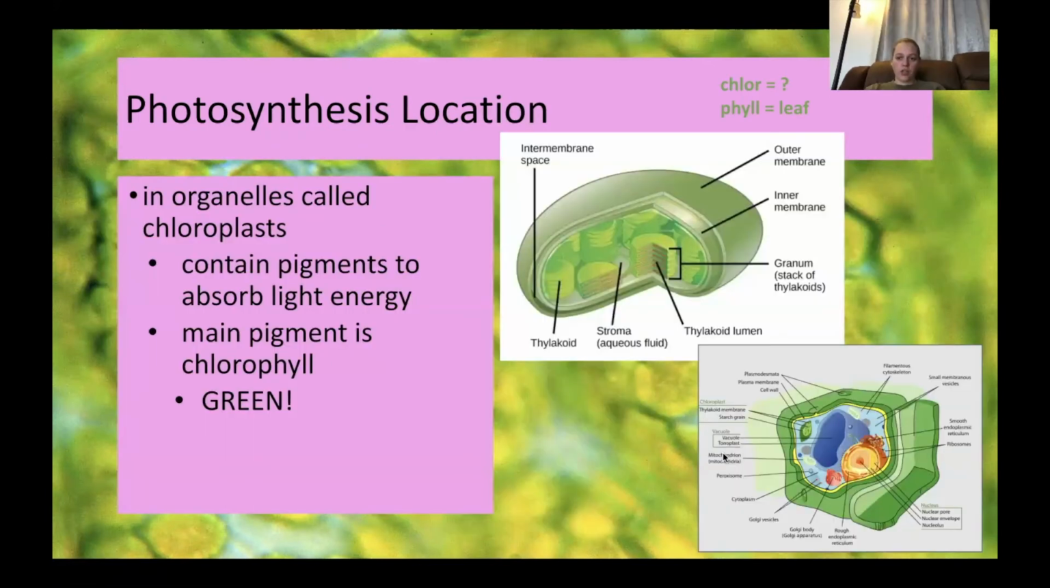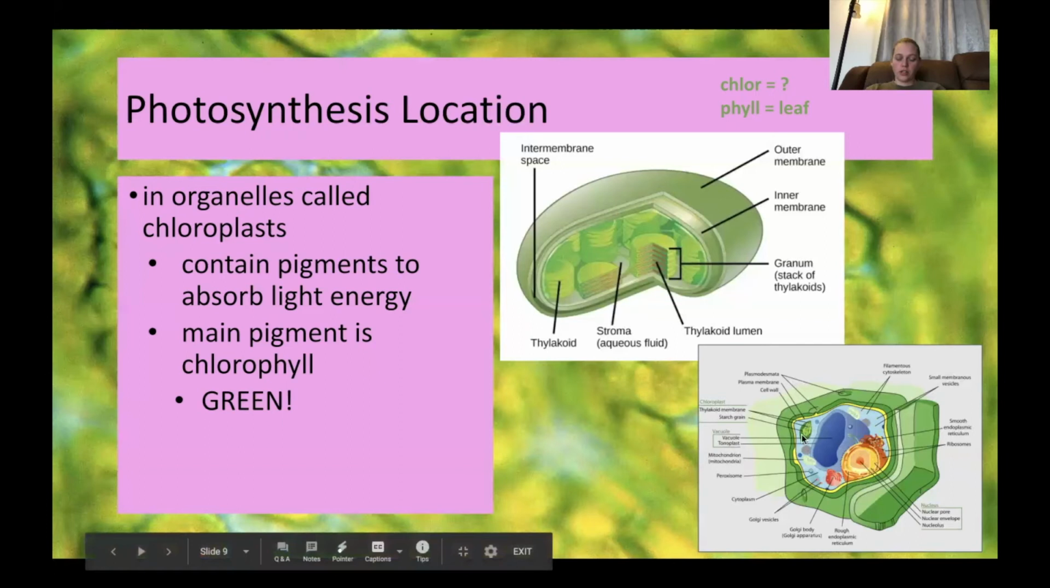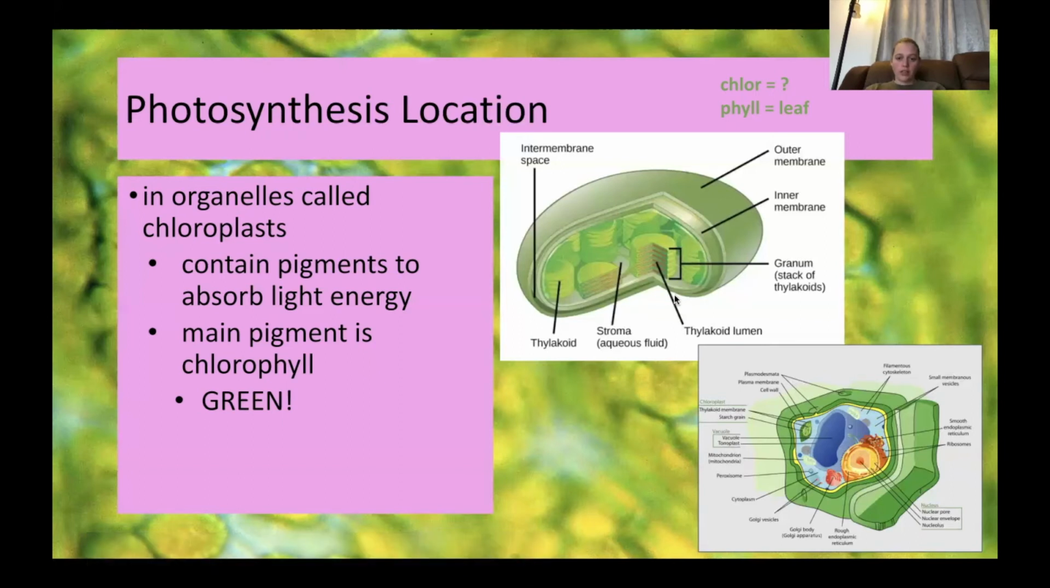Most photosynthetic organisms perform photosynthesis in their chloroplast. We see a chloroplast here in this diagram of a plant cell. We can see a much larger chloroplast here. So we have an outer and inner membrane, and then inside of that inner membrane, we have these stacks called thylakoids. And this is where the pigments are going to be that absorb that light energy and convert that energy into the chemical energy in the form of glucose.